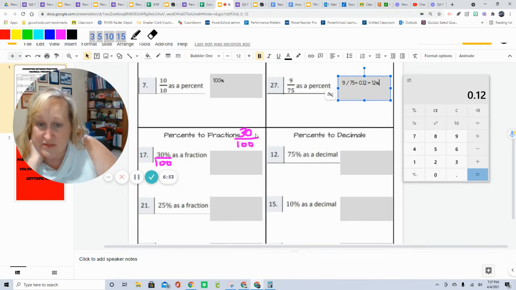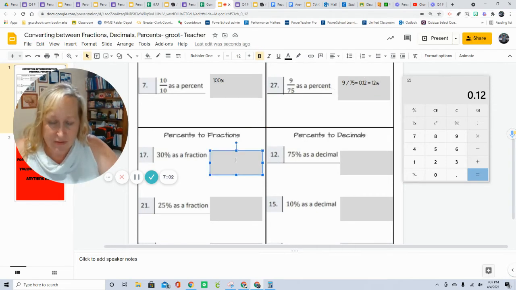First thing we want you to do is reduce it. I can get rid of a set of zeros. So it would be 3 over 10. So I can come in here and type 3 over 10.